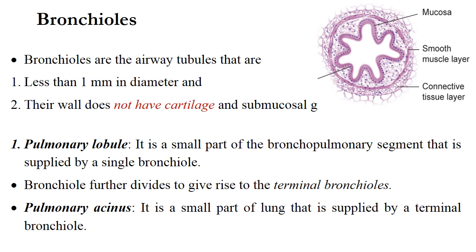The bronchiole further divides and gives rise to the terminal bronchiole. Up to the terminal bronchiole is the conducting part. Then the second term is pulmonary acini. It is the small part of the lung supplied by the terminal bronchiole. The terminal bronchiole further divides into respiratory bronchiole and alveoli.